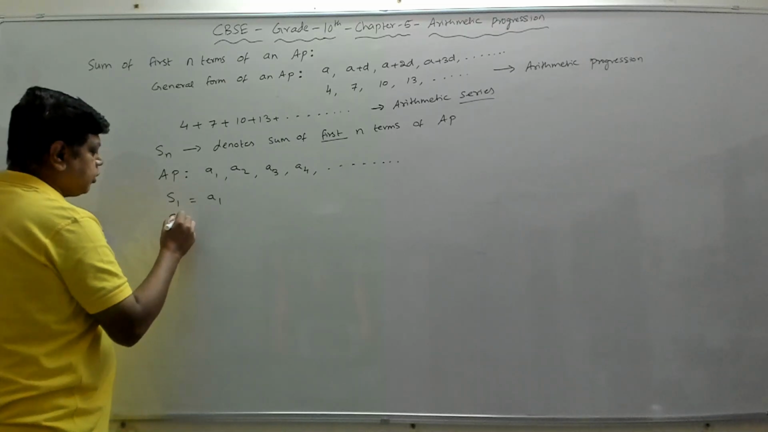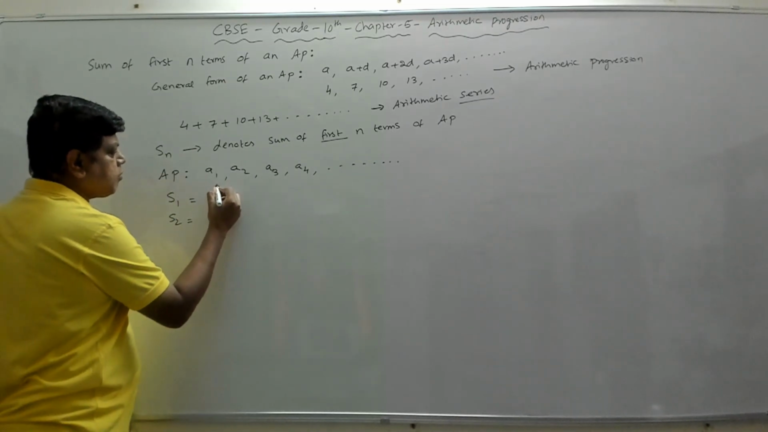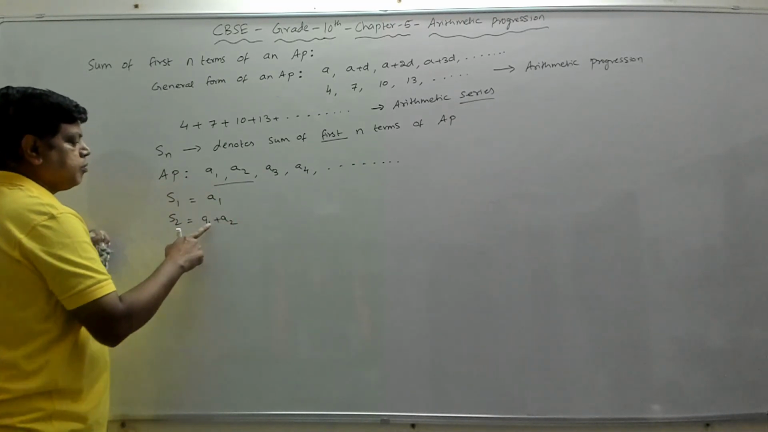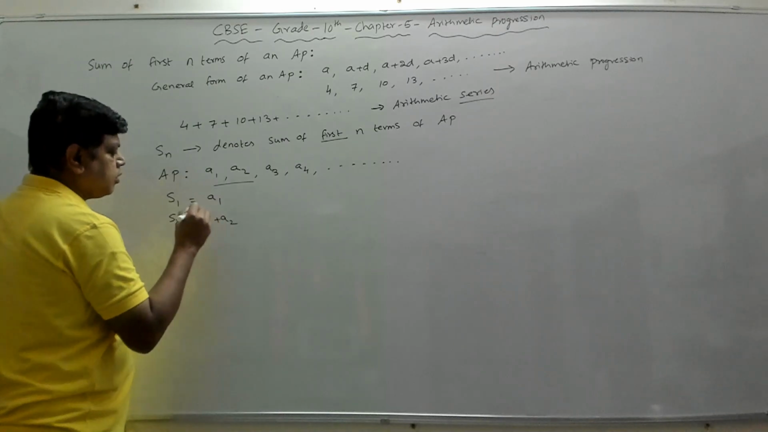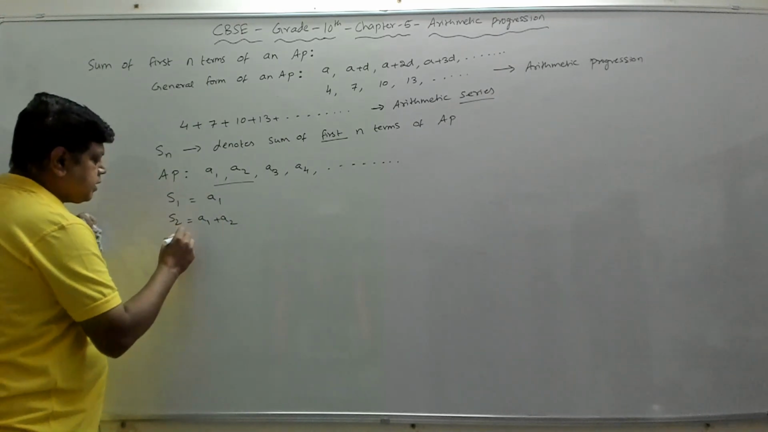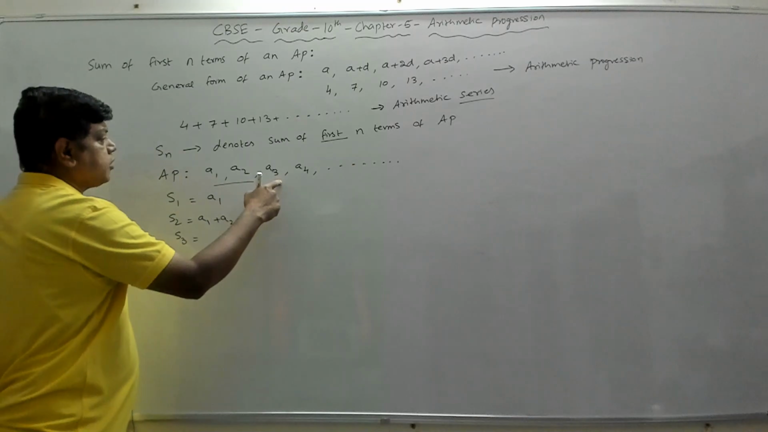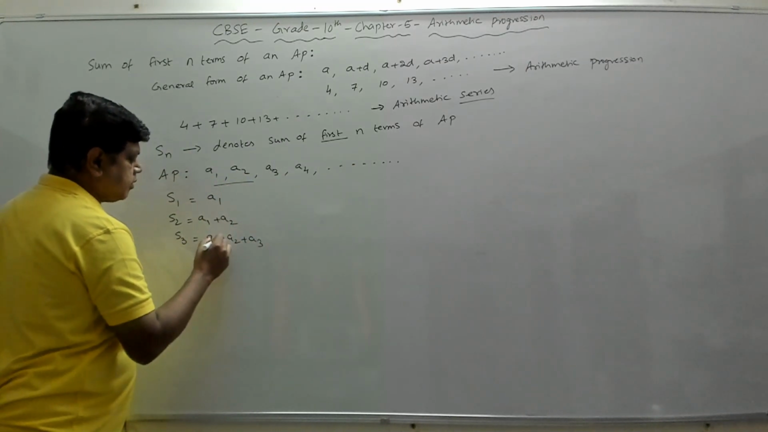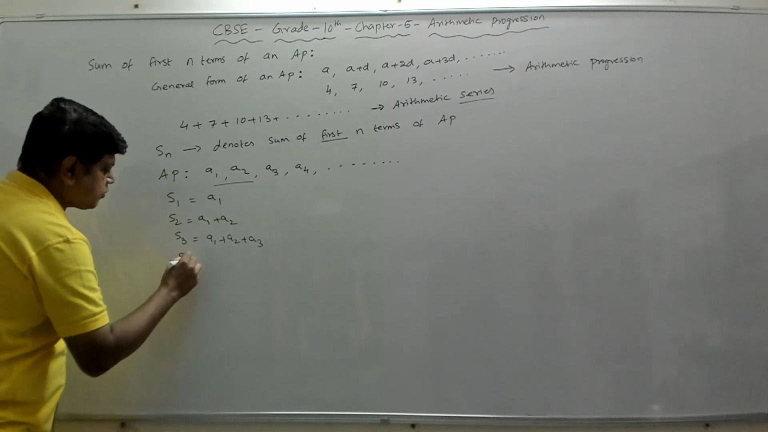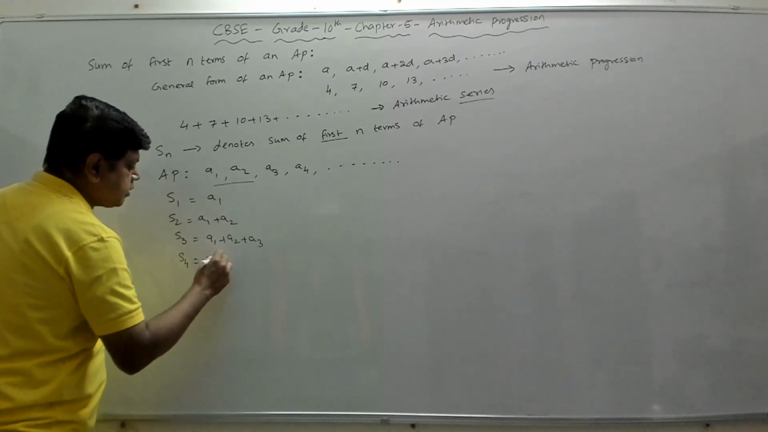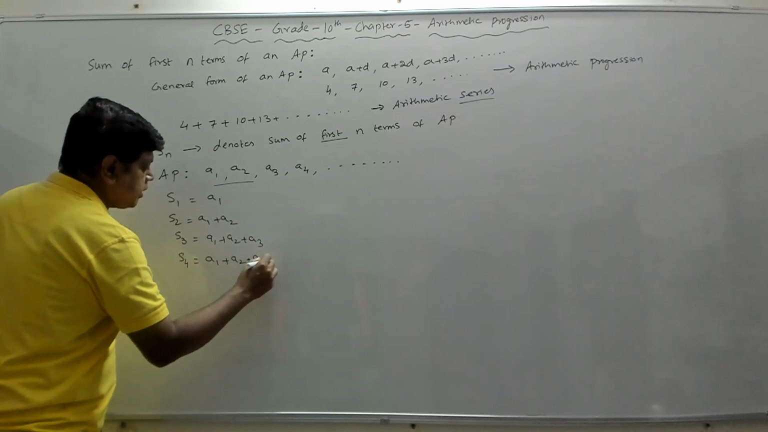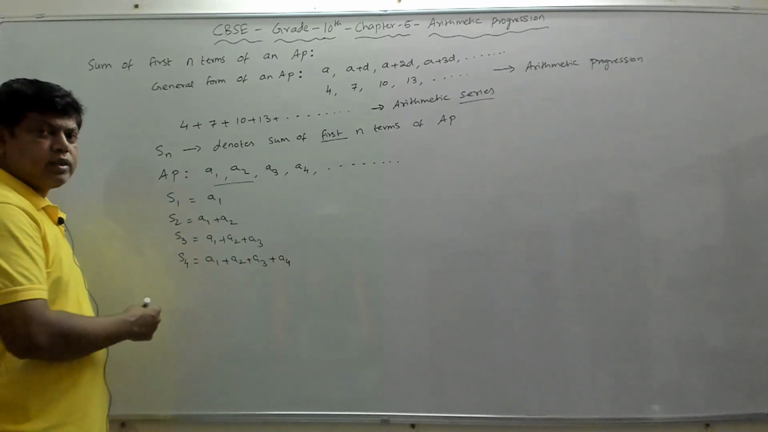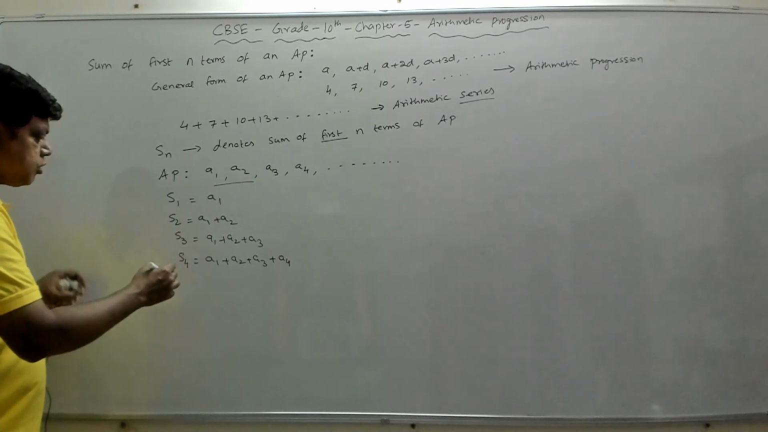And S2 denotes the sum of first two terms of an AP. What is the sum of first two terms? These two terms, which is A1 plus A2. Now S3 means the sum of first three terms of an AP, which is A1 plus A2 plus A3. Similarly, S4 is the sum of first four terms of an AP, that is A1 plus A2 plus A3 plus A4. Like that we can keep on writing for S5, the sum of 5 terms, S6, the sum of first 6 terms, and so on.